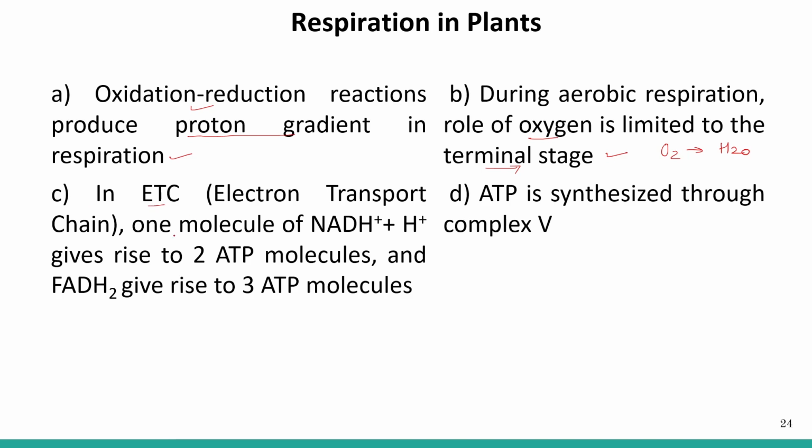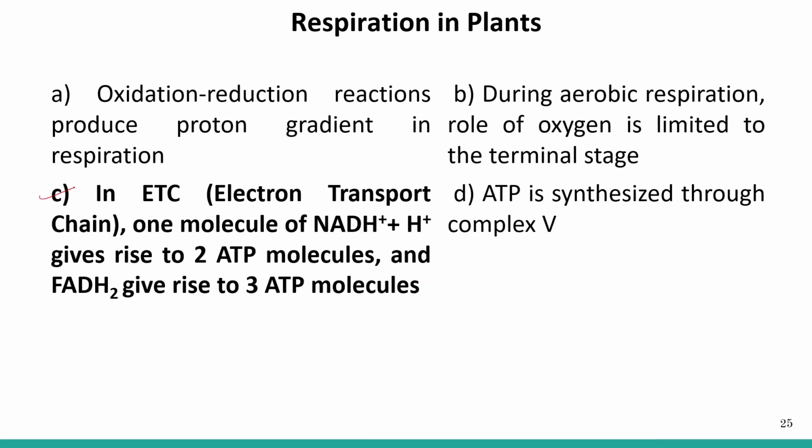Option C is in electron transport chain, one molecule of NADH give rise to 2 ATP, whereas FADH2 give rise to 3 ATP. So this is not correct, because we know that one NADH corresponds to 3 ATP, and one FADH2 gives us 2 ATP. This is incorrect. This is also correct: ATP synthesized through complex 5, which is known as ATP synthase. So the correct option is option C. The answer is option C.